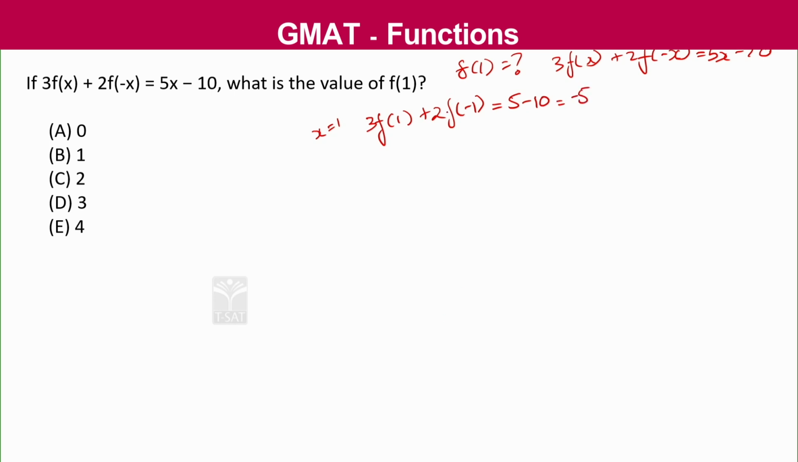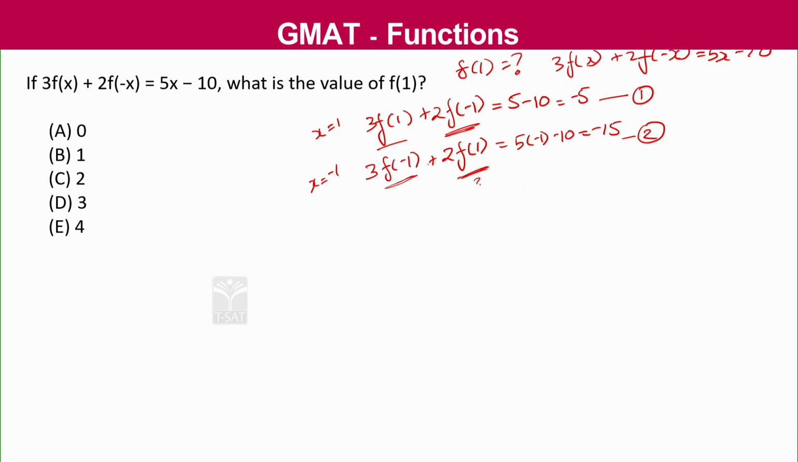So, you have an extra element here. To calculate f of 1, you should also know what f of minus 1 is. So, let's just plug in, if x is equal to minus 1, what does the equation become? It becomes 3 times f of minus 1 plus 2 times f of minus 1 will become plus 1 again, f of 1, which is equal to 5 times minus 1 minus 10, which is minus 5 minus 10, minus 15. So, let's say that we got this equation number 1 and equation number 2. So, from here we need the value of f of 1. So, we need to eliminate f of minus 1.